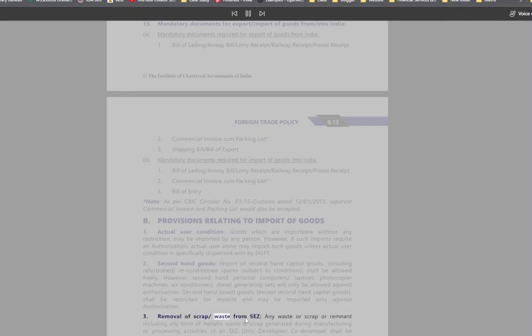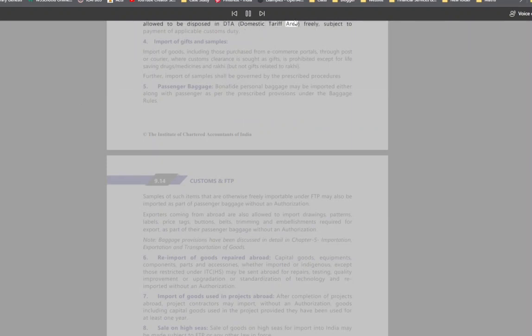3. Removal of scrap/waste from SEZ. Any waste or scrap or remnant, including any form of metallic waste and scrap generated during manufacturing or processing activities of an SEZ unit/developer/co-developer, shall be allowed to be disposed of in the DTA, domestic tariff area, freely, subject to payment of applicable customs duty. 4. Import of gifts and samples. Import of goods, including those purchased from e-commerce portals, through post or courier, where customs clearance is sought as gifts, is prohibited except for life-saving drugs/medicines. Further, import of samples shall be governed by the prescribed procedures.